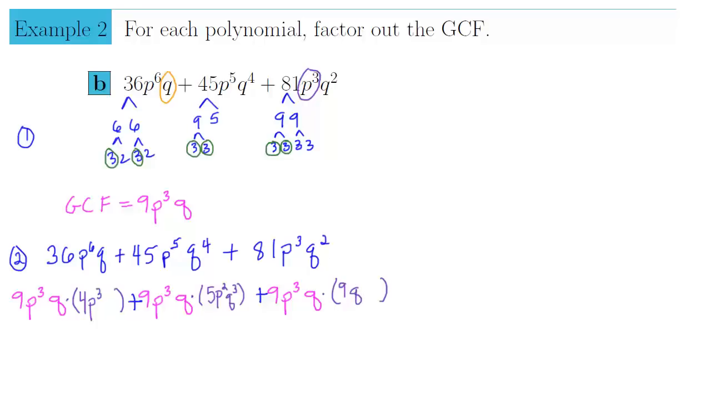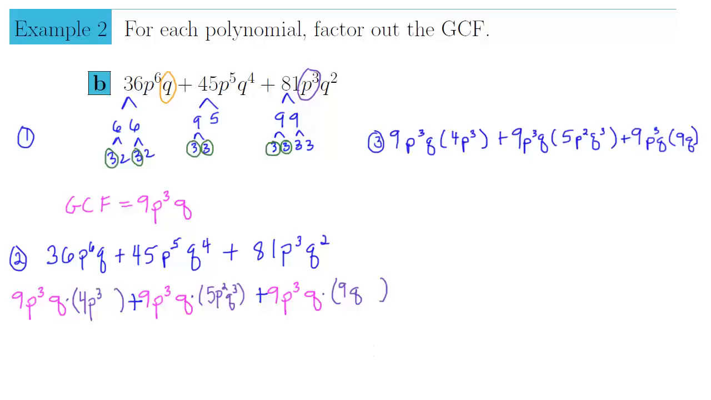Finally, we're ready to move on to the last step of our factoring procedure, which says we have to reverse distribute, okay, pulling the GCF outside a pair of parentheses. Right, so let's rewrite the polynomial in its new form and then reverse distribute. So there's my polynomial, and then in each term I've already written the GCF, so this is what needs to get pulled outside a pair of parentheses. So we're going to pull out the 9p cubed q.